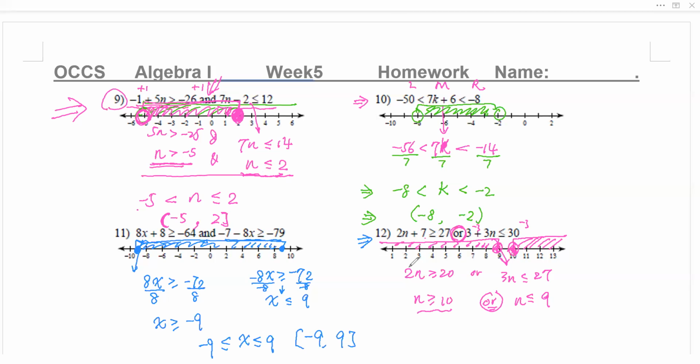Let's write the interval notation. It will be negative infinity to 9, including 9, and we use the union symbol here. And here is positive 10, with a bracket, to positive infinity, and use the right parenthesis. So number 12 will be like this. Okay. Any questions?